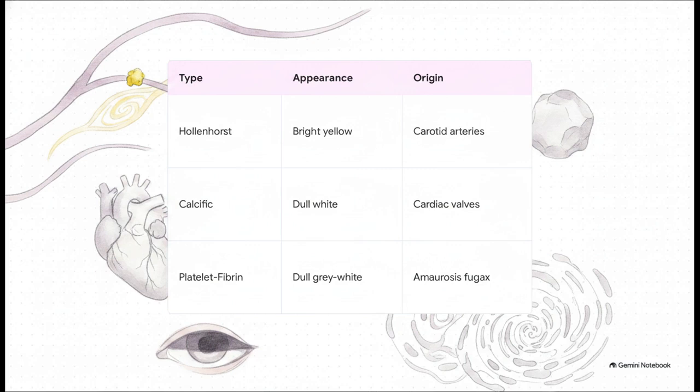That points directly to a dangerous cardiac valve defect, which, by the way, carries a much higher risk of complete artery occlusion. And finally, those dull gray-white plugs are platelet fibrin emboli. These are usually the culprits behind transient monocular visual loss, that fleeting blindness we call amaurosis fugax.